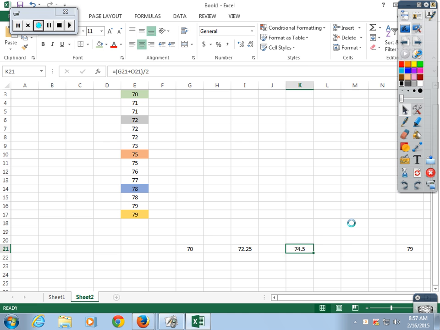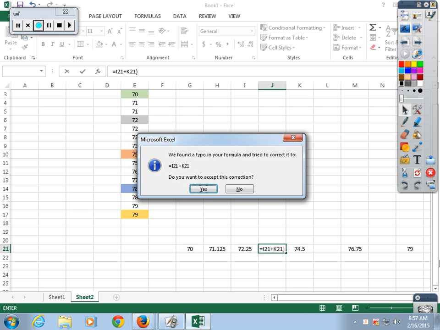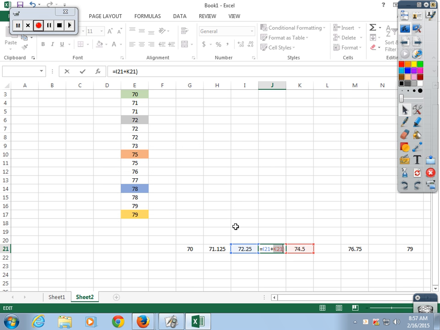I'll do this Control C, Control V. Equals, parentheses, this guy plus this guy divided by 2 equals this guy plus this guy divided by 2 equals this guy plus this guy. Divided by 2.